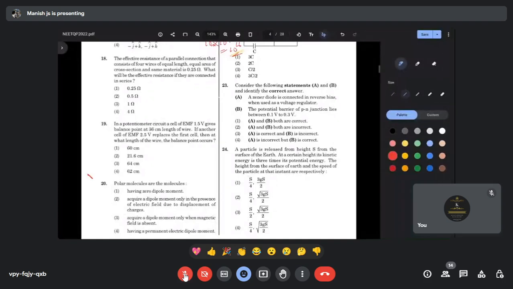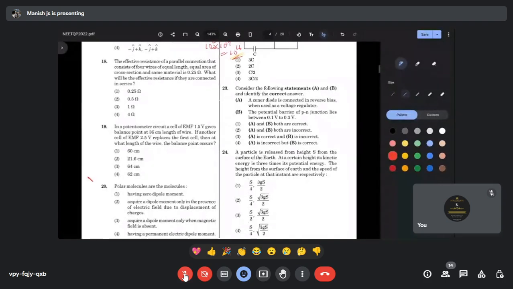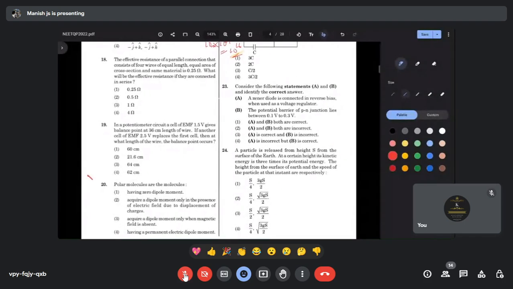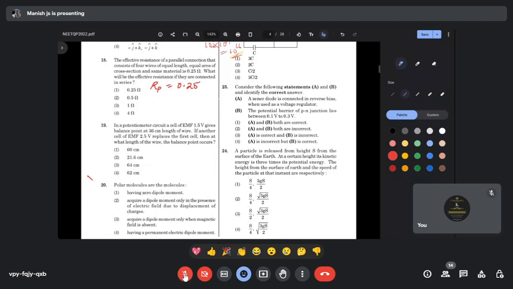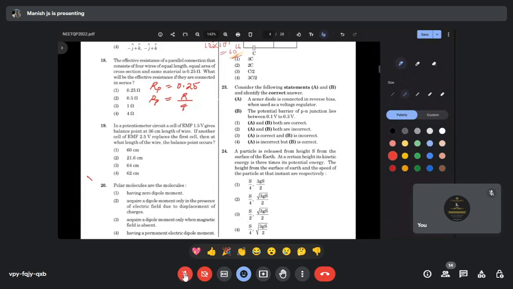So parallel, they are telling it is 0.25. So resistance for parallel is 0.25. So when the resistors are identical and they are in parallel, can't you directly say the relationship 1 by Rp is equal to 1 by R1? So it's basically equal. So can't you directly write resistance in parallel is equal to R upon 4? So it's R by 4.